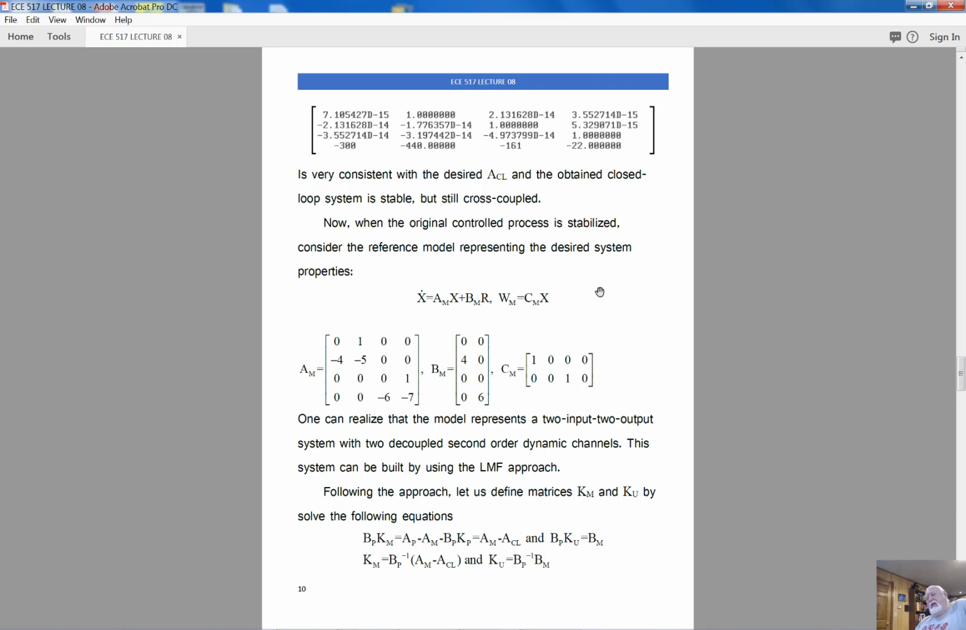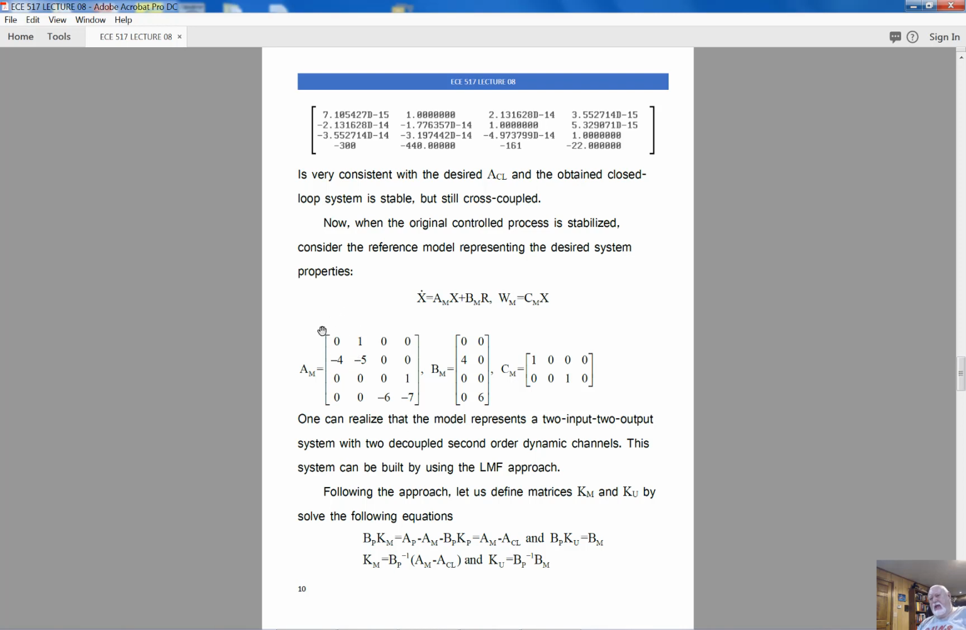Now we can consider the reference model. And this reference model is supposed to represent the desired system properties. For the reference model, state vector is X. This is the fundamental matrix. State vector X, matrix BM. R is the reference signal. This is the output of the reference model. And here are definitions of matrices.